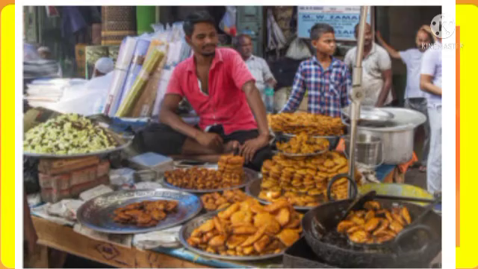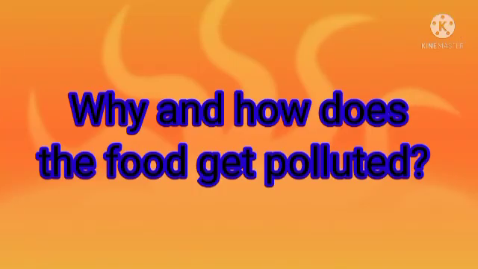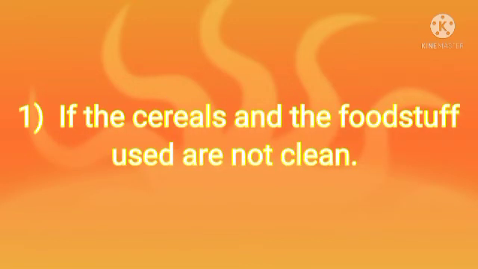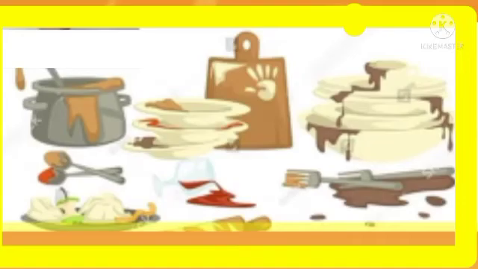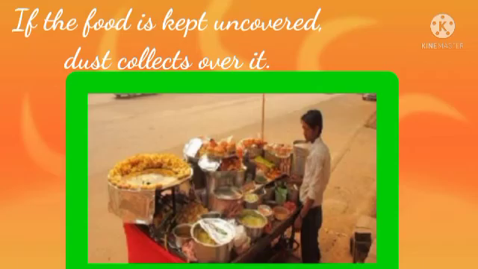Okay. Now next is what? Why and how does the food get polluted? How does this food get polluted? The food gets polluted because of the following reasons. Now we will look at those reasons. Now look here, first one. If the cereals and the foodstuff used are not clean. Second, if the food is kept uncovered, dust collects over it. If it is not covered, then students, what will happen? Yes, dust will collect on it.